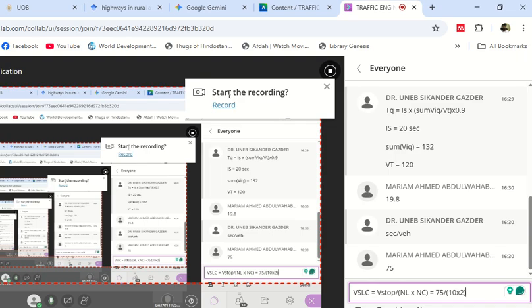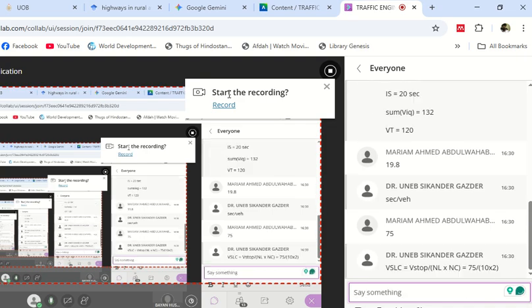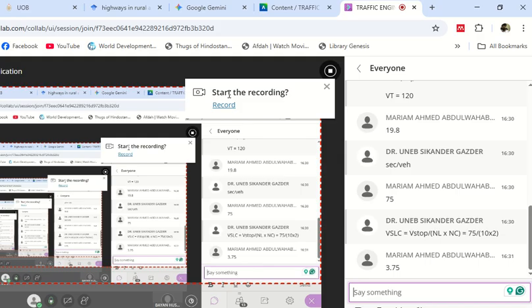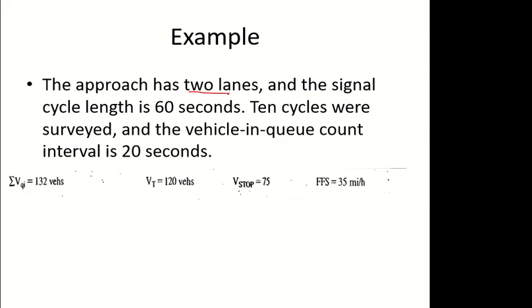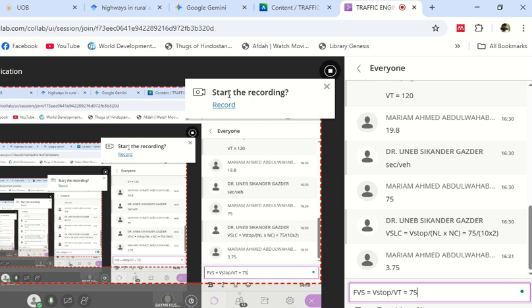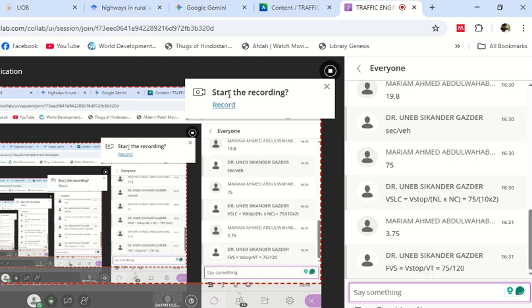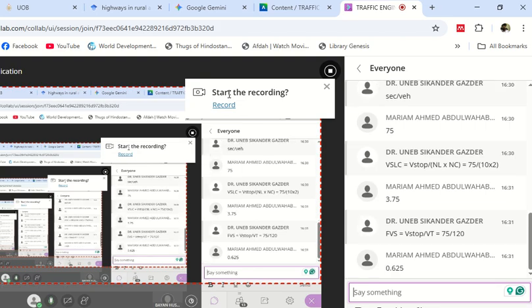So how much is VSRC? 3.75. So VSRC is 3.75 vehicles stopped per lane per cycle. Then we calculate the fraction of vehicles stopped, which is vehicles stopped divided by total vehicles. We know both of them. Total is 120, stopped is 75. 75 by 120. How much is that? 0.625.